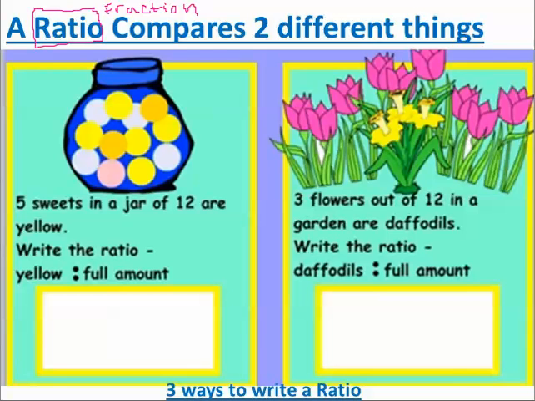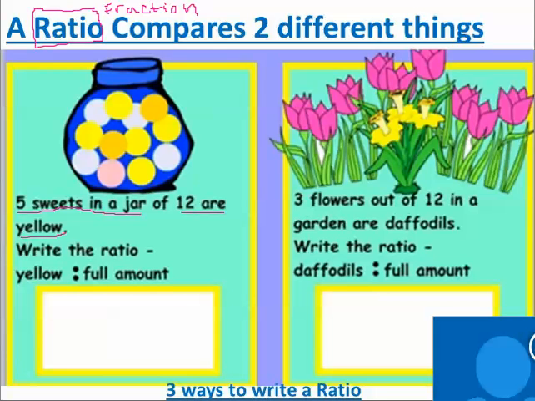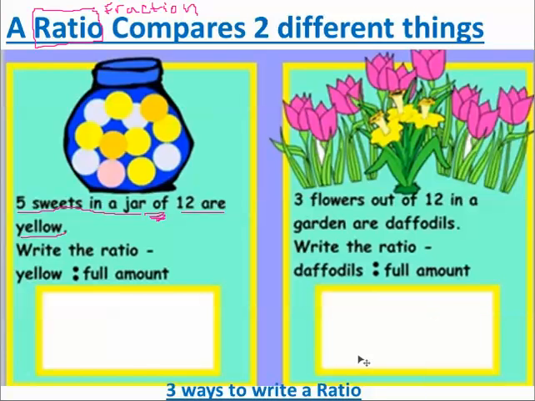We have some candy in a jar. 5 sweets in a jar of 12 are yellow. We can write that ratio in different ways. We can say 5 are yellow out of a full amount, which is 12. So we can say 5 to 12. We can also write that as 5 to 12 with the word "to" in there, or we can say 5 to 12 and write it as a fraction. This is the preferred way. This is the way we're going to be looking at it. You will see the other two as well.